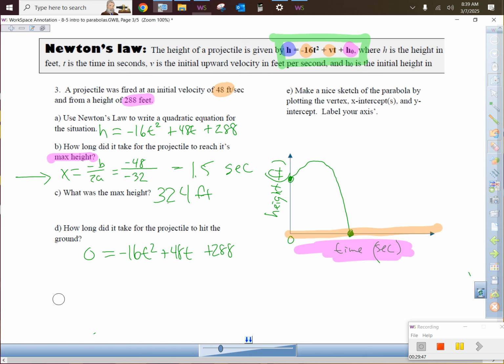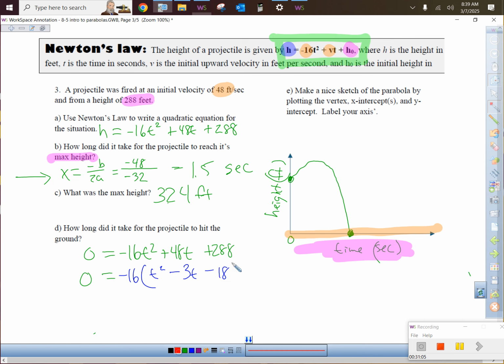Because wouldn't you love it if this could come out to be easily factorable, to where that could turn into a 1? So does 48 divided by 16 come out nice? Does 288 divided by 16 come out nice? Yes. So we will factor out a 16, kind of. What do you really want to factor out so that a value turns out to be 1? A negative 16. Factor out a negative 16. So that would be t squared minus probably 3t minus, what was 288 divided by negative 16 turn out to be? Negative 18. Are we okay with that?